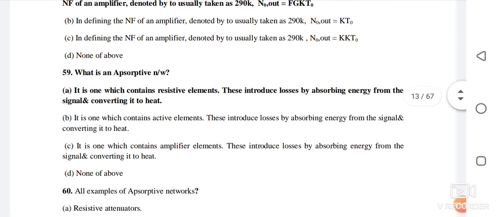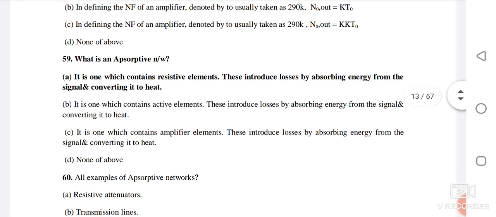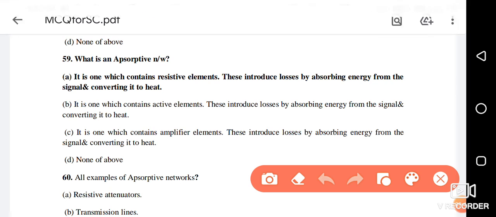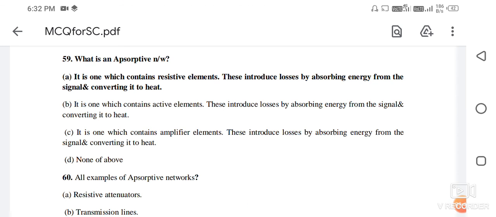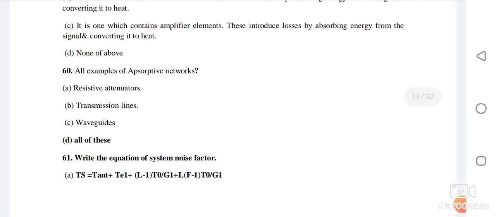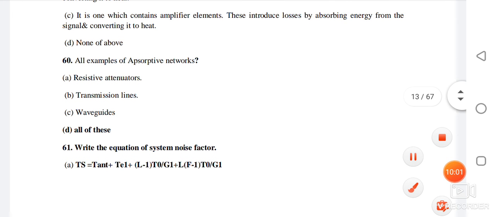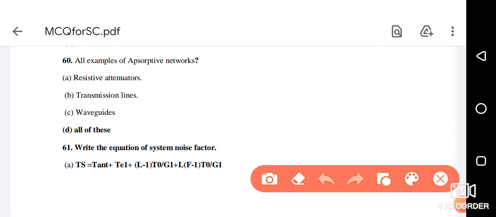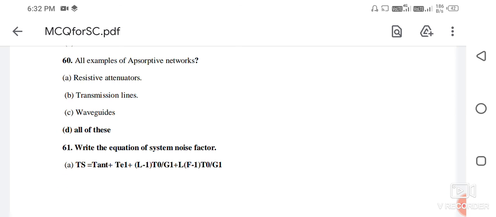What is an absorptive network? It is a network which contains resistive elements. This introduces losses by absorbing energy from the signal and converting it to heat. So the right answer is option A. Give examples of an absorptive network. Resistive attenuators, transmission lines and waveguides are also examples of absorptive networks. So the right answer is option D, all of these.